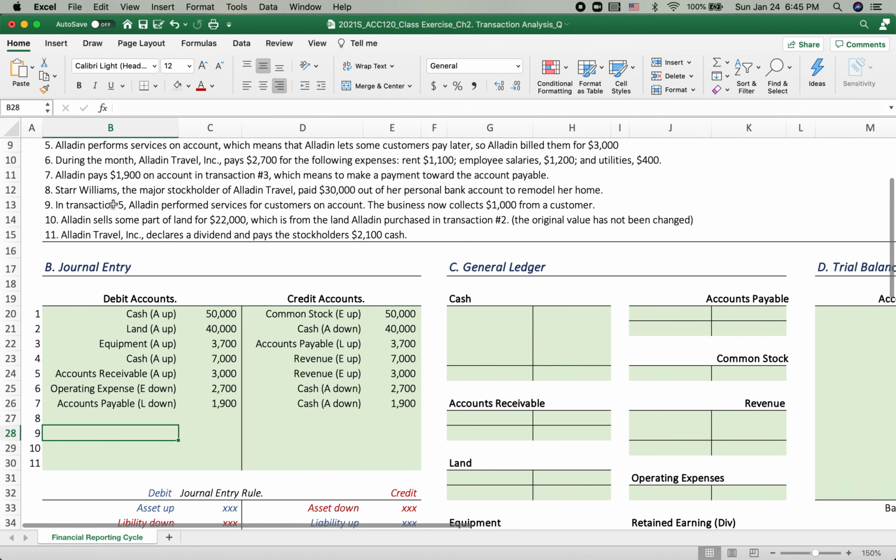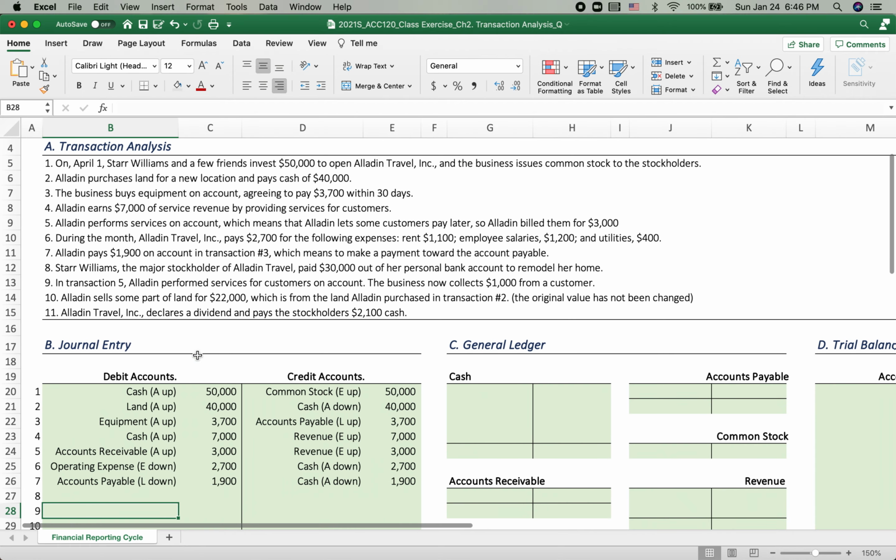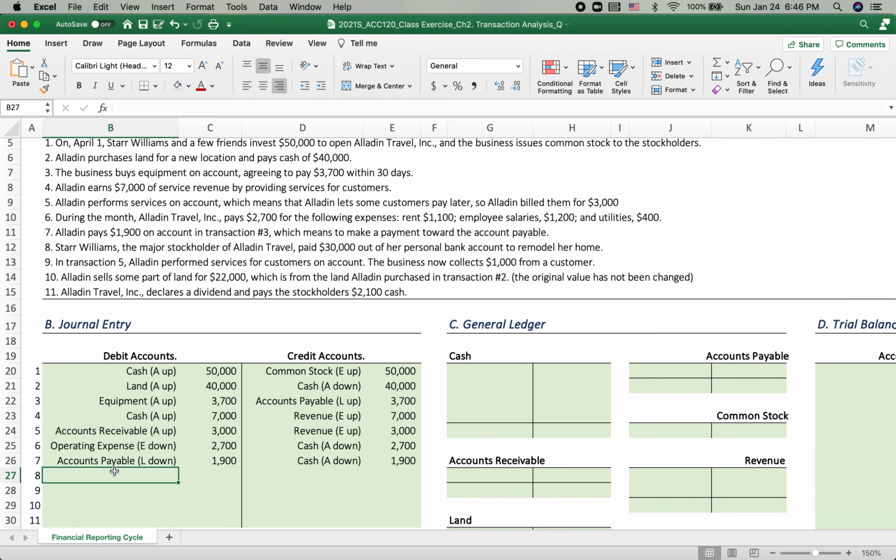Now number 8, Star Williams. Star Williams is not the company. Star Williams is the major stockholder of Aladdin Travel. She paid $30,000 out of her personal bank account to remodel her home. Is that related to the company business, Aladdin Travel? No, it's nothing to do with the Aladdin Travel business. So this is no entry, or you can just ignore it, leaving it blank.